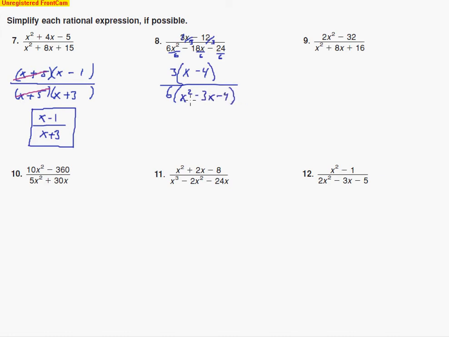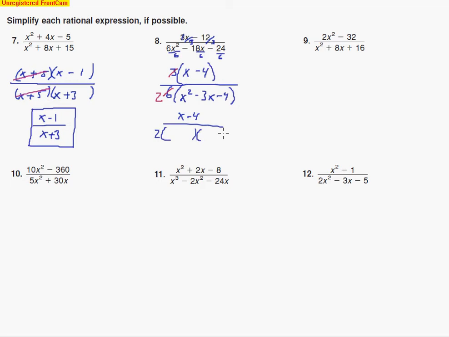Well, you're not done yet. You can reduce a little right now. 3 and 6 have a common factor of 3, so this will become a 2. But this denominator here will factor further. So let's go ahead and do that. Rewrite the x minus 4. That's what's left on top after I cancel out that 3. Still have this 2, so I'll bring that down.